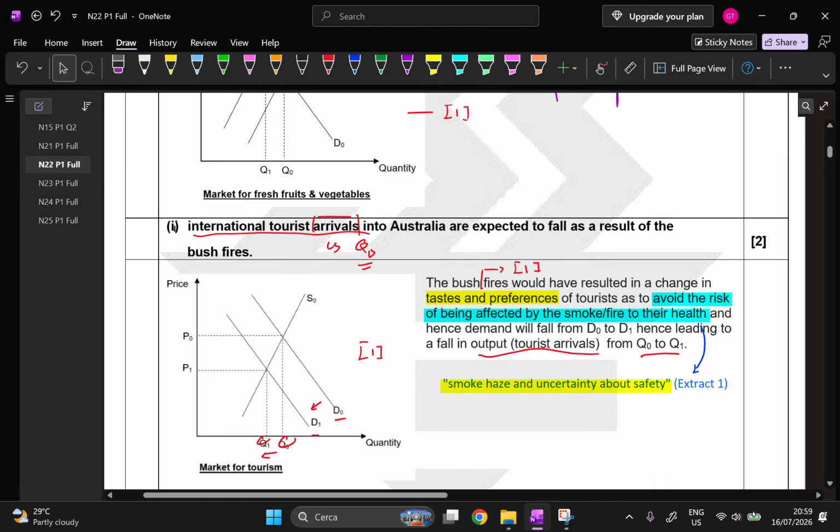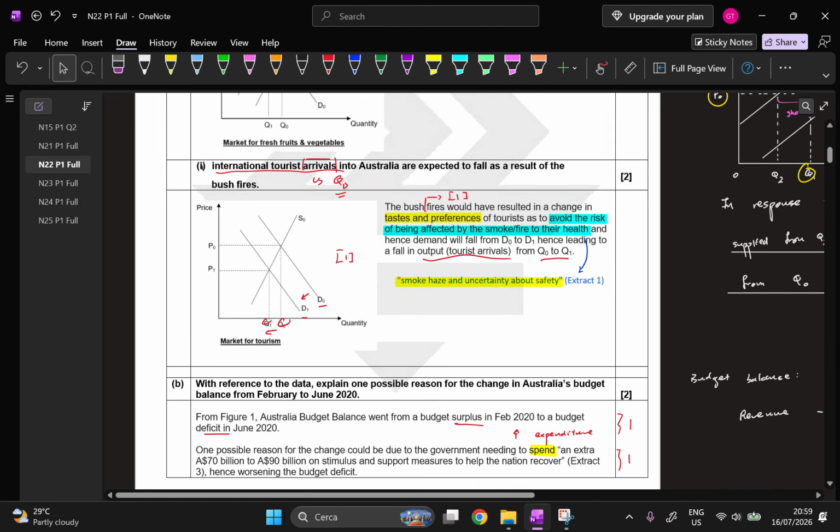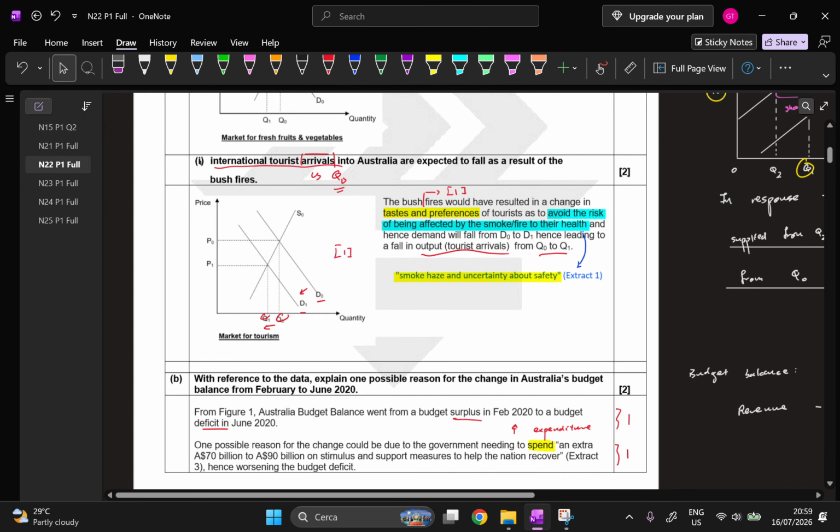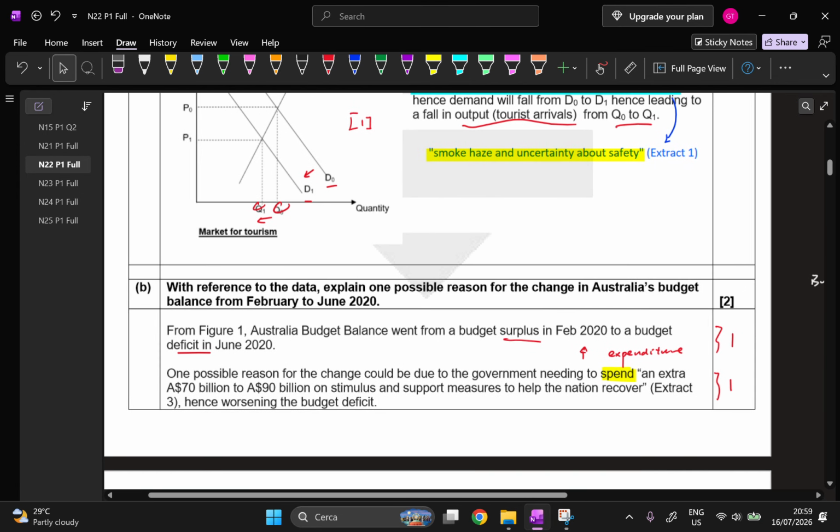I think that is actually all the micro in this CSQ. Everything else here is macro. So it's going to get fun. Okay. Next, with reference to the data, explain one possible reason for the change in Australia's budget balance. Can you flip to page 3 now? Look at extract 3 and figure 1.